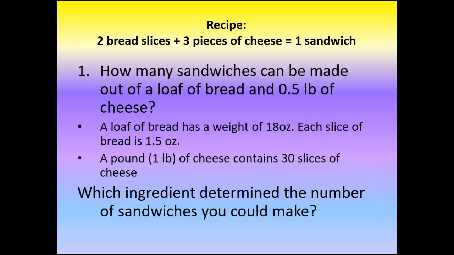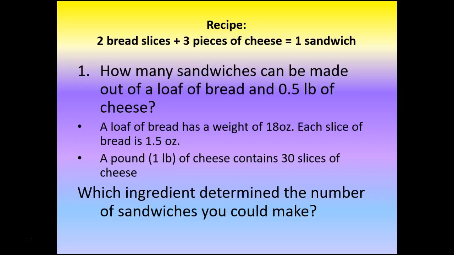So that means that I am limited by the cheese. The cheese is going to limit me to being able to make 5 sandwiches. I could have made a 6th sandwich with the bread, however, I run out of cheese beforehand, so I'm going to have leftover bread. And so this problem leads us into what a limiting reactant is.